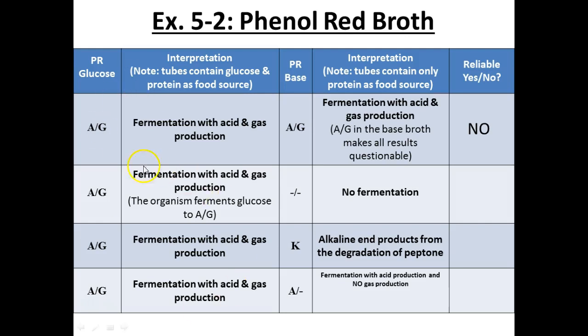Now, again, this is possible. Organisms ferment the glucose, we get acid and gas because glucose is there. In our protein-only tube, we see no fermentation. It's coded minus, which means, what color is that tube? What color are our uninoculated tubes? Kind of an orange color, right? And no gas bubble. So, is that a possibility? Could it do nothing when we just give it protein?